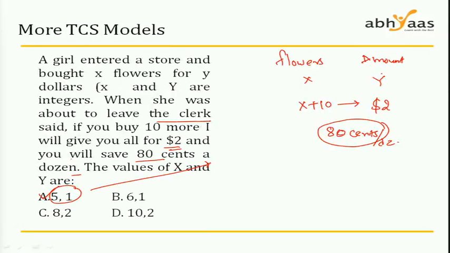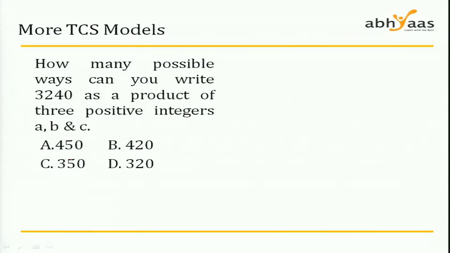I hope this is a problem you could do by yourselves. Just go ahead and substitute it. Let's move on to the third question now. How many possible ways can you write 3240 as a product of 3 positive integers? So you need to write 3240 as A into B into C.